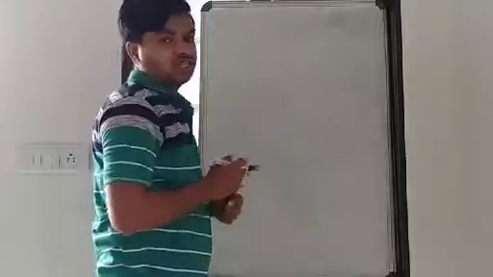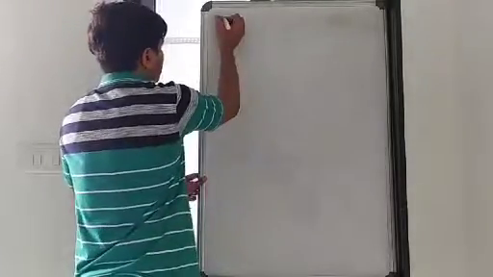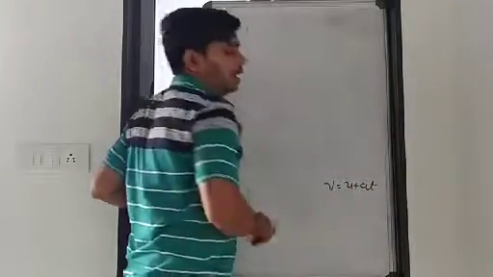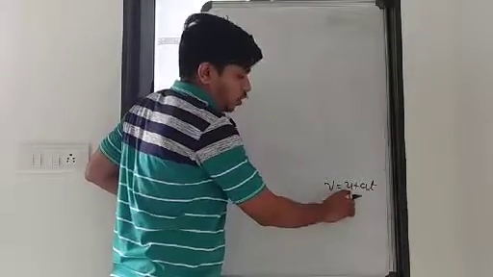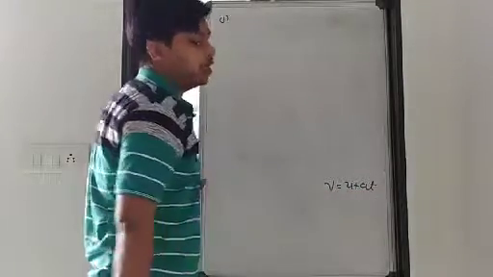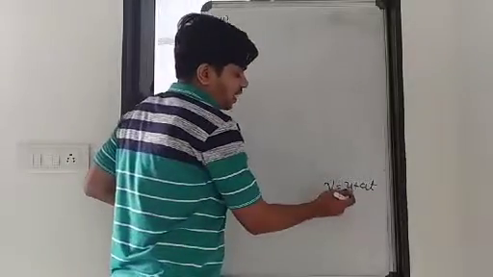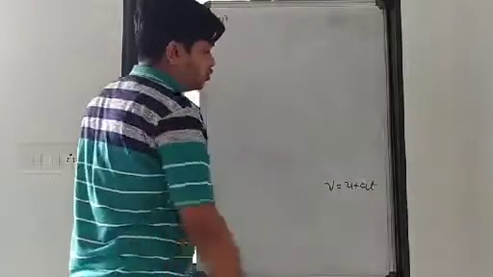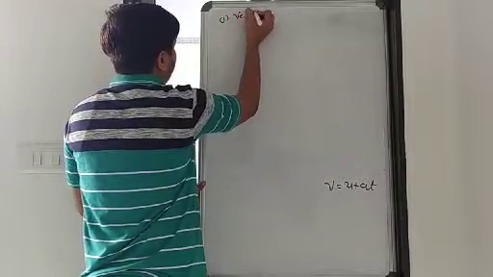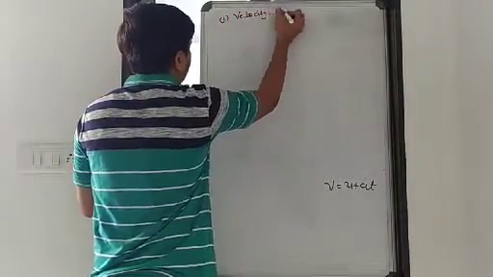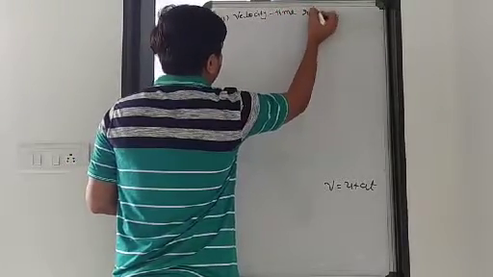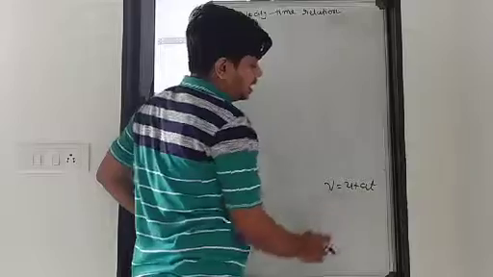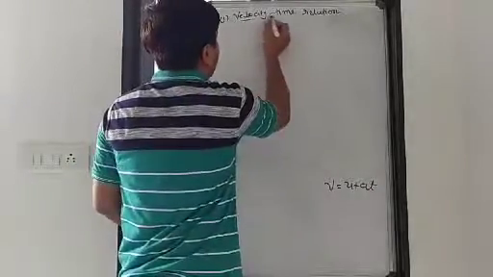So you have to derive the equation V is equal to U plus AT. Here V is velocity, U is velocity, A is acceleration, and T is time. Generally acceleration is constant, so on one side there is velocity and on the other side there is time. So this equation is known as the velocity time relation.